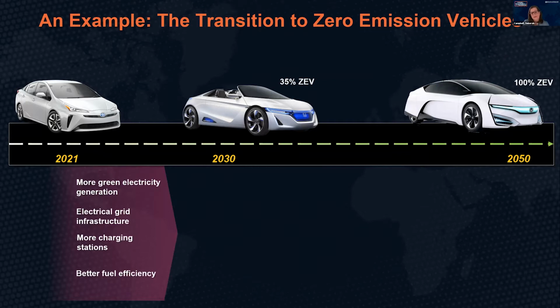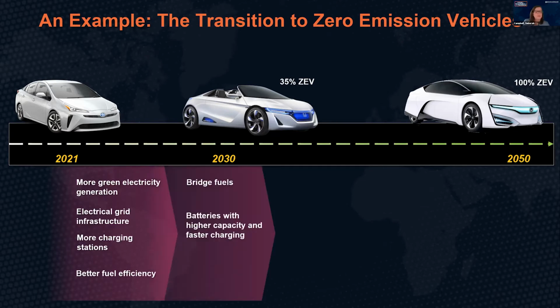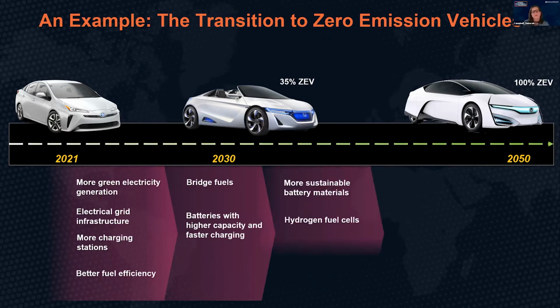As we move toward 2030 and 2050, there are things that we're going to need that are going to require investment in research and development and evaluation. We're going to need bridge fuels. These are greener fuels that will help us while we transition from combustion engines to EVs. We're going to need batteries with higher capacity and faster charging. And as we continue to grow the fleet even further, there's going to be an even greater demand for batteries that's going to put pressure on the materials that they're built out of, and we're going to need a move to more sustainable battery materials.